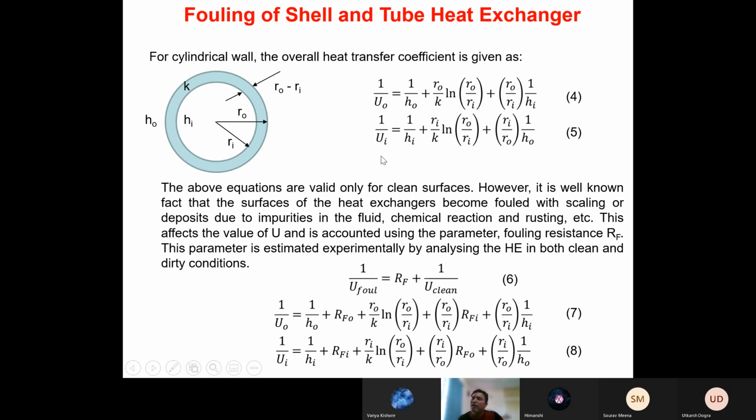In a similar manner, if you are defining the overall heat transfer coefficient with respect to the inside surface area, then this equation changes to another equation, which is 1 by Ui is given as 1 by Hi plus Ri by K ln R0 by Ri plus Ri by R0 1 by H0. So both these equations 4 and 5 are valid, and one has to use U0 or Ui depending on which surface area you are accounting in Newton's law of cooling. Yes or no? Do you agree with me?